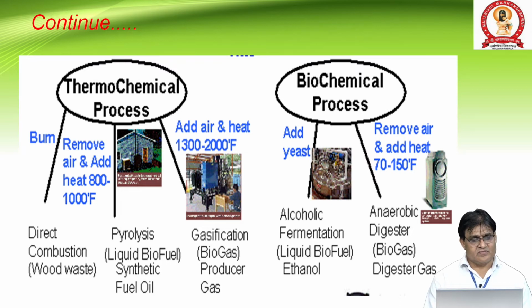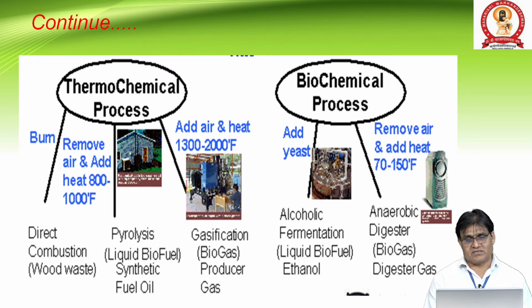Direct combustion of wood waste: we use that energy by burning the biomass. Second is the thermochemical process, which removes air and applies heat. In the pyrolysis process, the process goes on in the absence of air, and biomass is converted into biofuel. In the gasification process, biomass conversion goes on in the presence of heat and air.